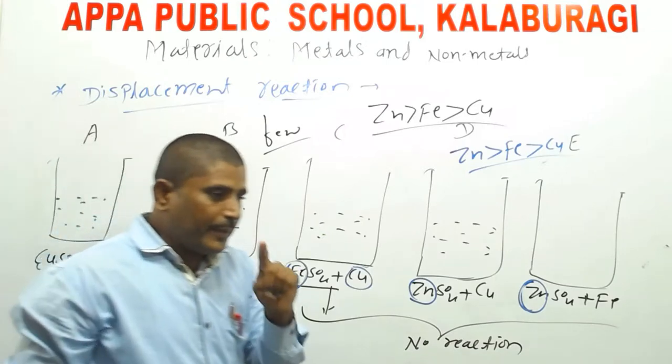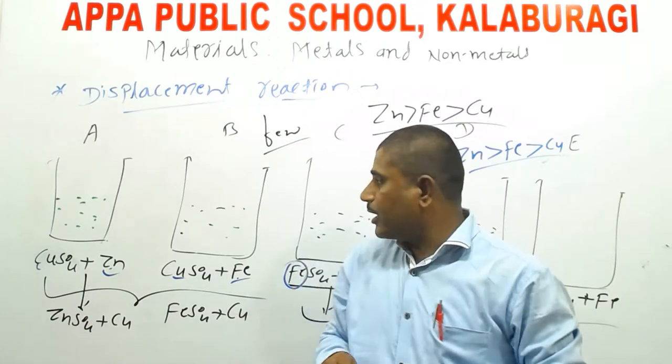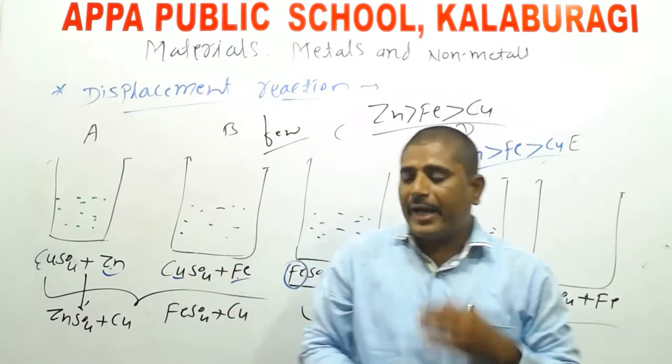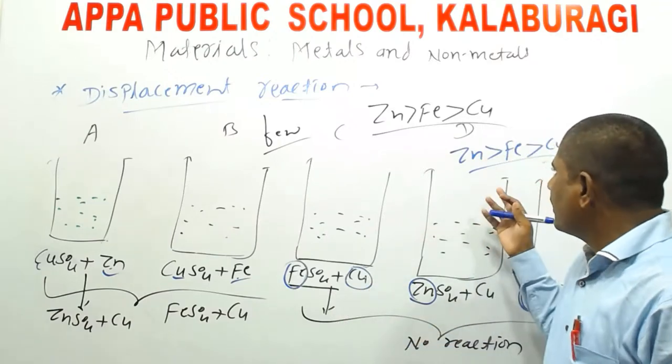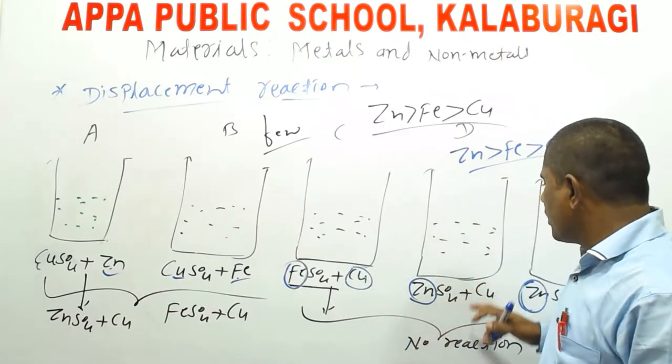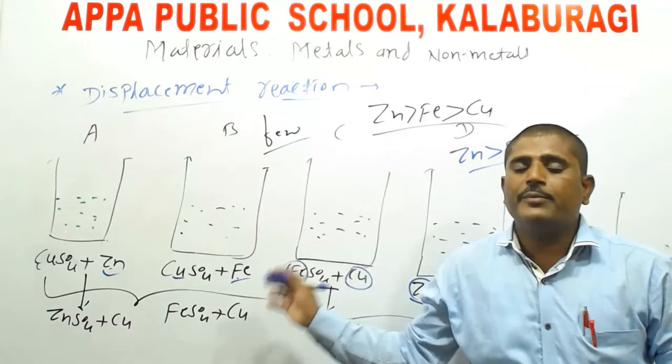Displacement reaction. In beaker A, what is that? Copper sulfate plus zinc. Beaker B, copper sulfate plus iron. Beaker C, iron sulfate plus copper. Beaker D, zinc sulfate plus copper. Beaker E, zinc sulfate plus iron. Total 5 beakers are there.